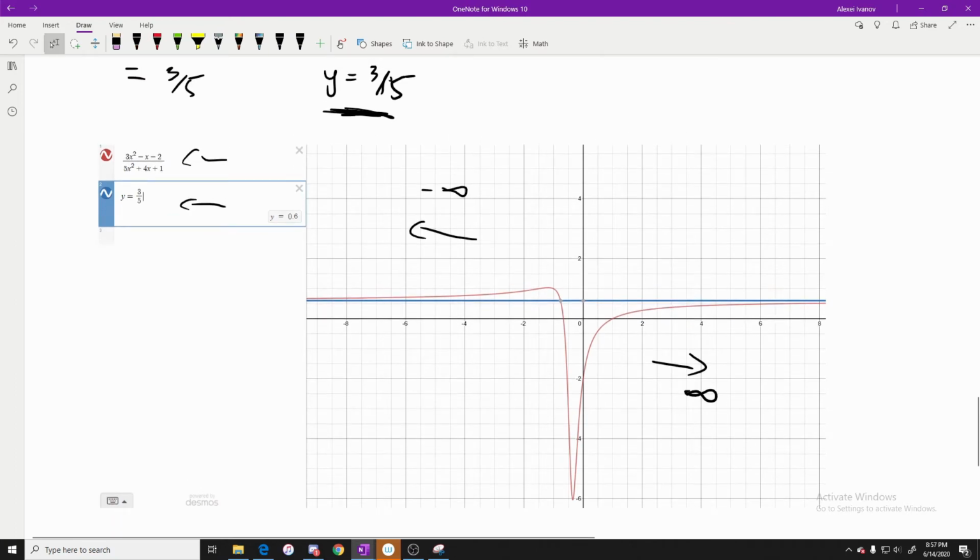Now, one little thing about vertical and horizontal asymptotes is horizontal asymptotes can be crossed, as we see here. However, vertical asymptotes will never be crossed. There is a mathematical explanation, and you can figure that out algebraically too. However, I won't be going over it in this video, but I'm sure you can find it online somewhere.